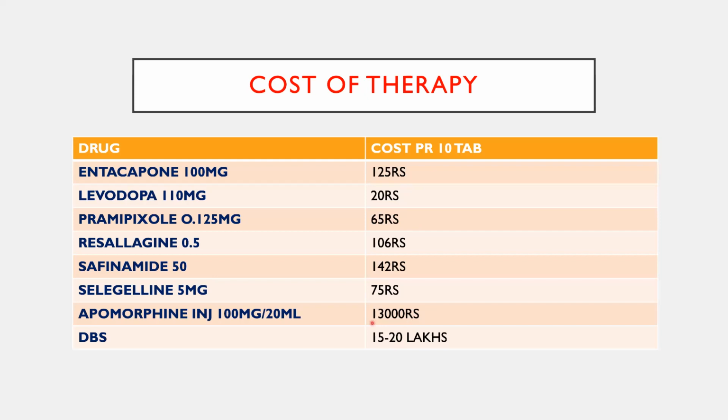Okay. And deep brain stimulation in a government setup at NIMHANS hospital is done for 15 to 20 lakhs. In the private sector, it will be around 30 to 40 lakhs. Intestinal gel infusion, again, is 30 to 40 lakhs. So you need to see the cost also whenever you are prescribing. If the patient is poor, not well-to-do, better you give a simple levodopa preparation. Okay, next slide.